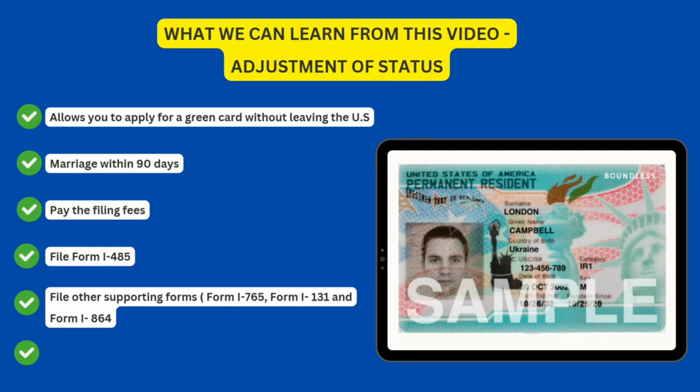Also be discussing the requirements and other supporting documents to include for your I-864 or your affidavit of support. Also talk about how to assemble your AOS packet and where to send your application to the correct direct filing addresses.